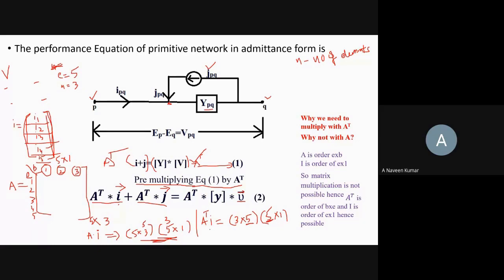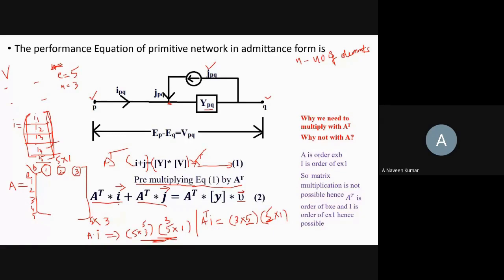Why are we multiplying with A transpose? Because the current vector is a column vector, a column matrix, whereas the A matrix is 5 by 3 here, and the current is 5 by 1 here. So this matrix multiplication is not possible. But if we take the transpose of A, then the matrix multiplication is possible. Till this step, is it clear, everybody?